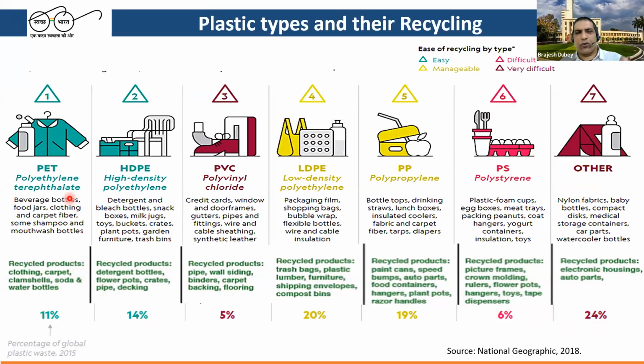PET and HDPE, the green colored ones, are easy to recycle. We can do recycling of them. The difficult one is polystyrene, and then manageable are LDPE and PP. They're manageable. PVC is difficult. But another problem is that all these different plastics get mixed together. They mix together either in the waste stream, or they also mix together as a product.